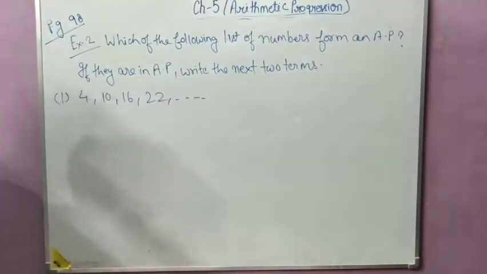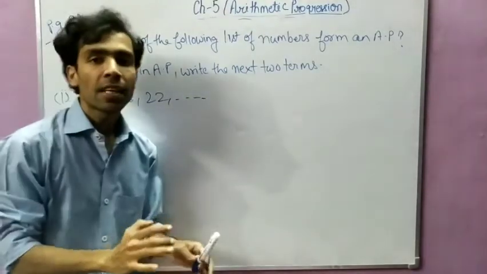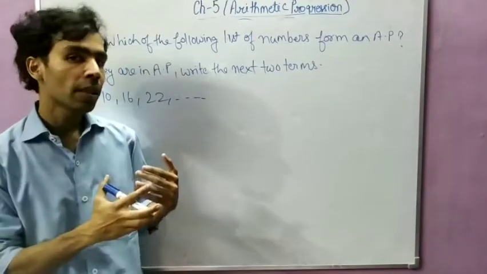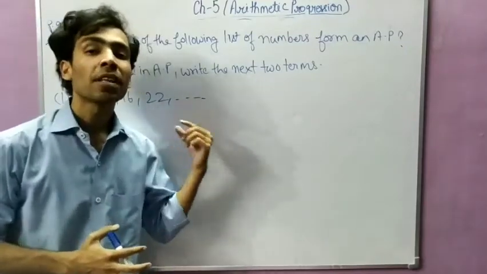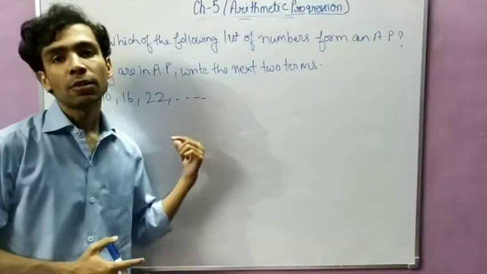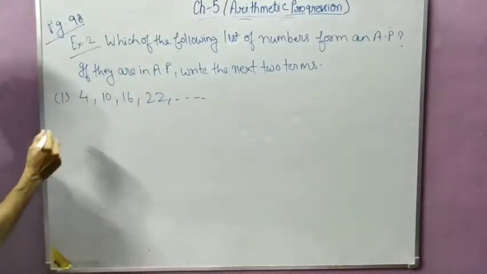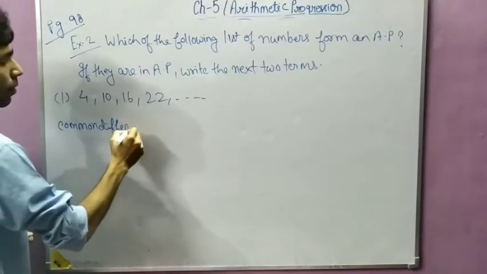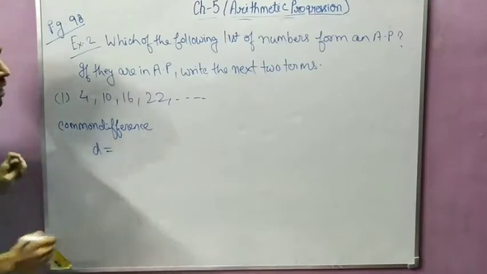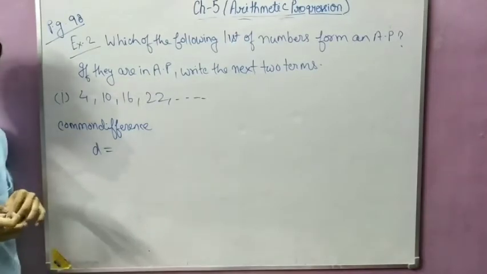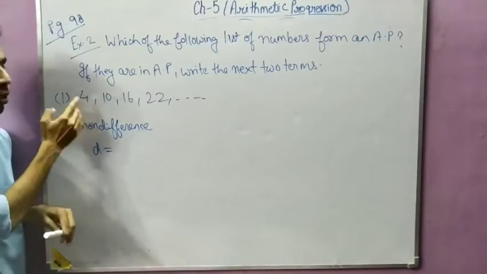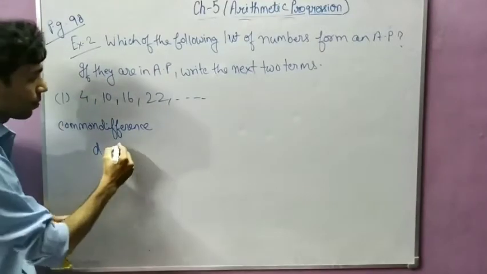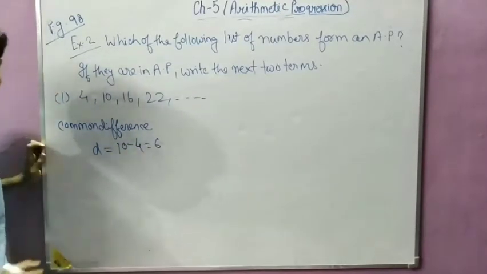Okay? Now, for checking whether a particular sequence is in AP or not, what do we do? We see the common difference of two terms. If the common difference of consecutive terms remains constant throughout the sequence, then it is known as an AP. So for calculating the common difference, that is D, we can take any two consecutive numbers. We cannot take 4 because before 4 there is no number. So we will take 10. So 10 minus 4, that is 6. So the common difference comes 6.